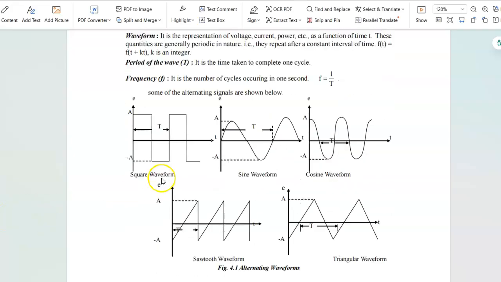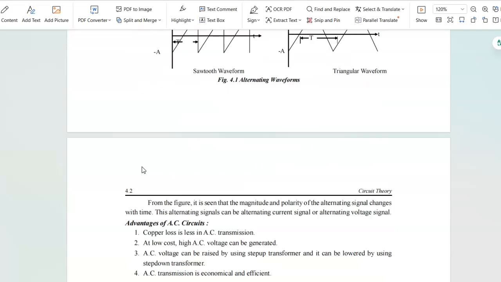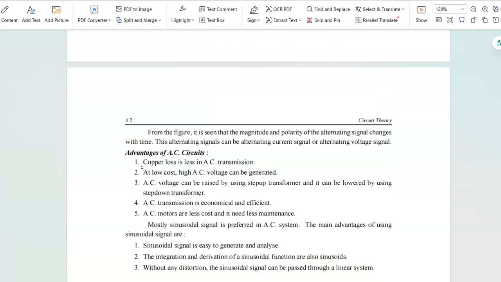Look at the pictures. They show different types of waveforms: square waveform, sine waveform, cosine waveform, sawtooth waveform and triangular waveform. So these are all alternating waveforms because they vary with respect to time. From the pictures we can see that the magnitude and polarity of the alternating signal changes with time. So these alternating signals can be alternating current signals or alternating voltage signals.